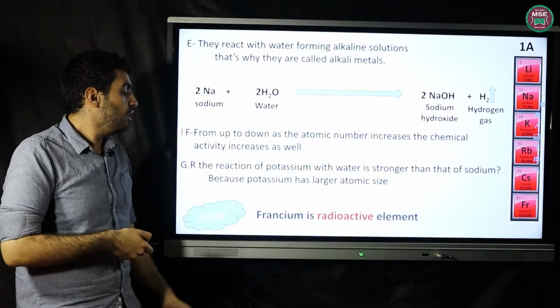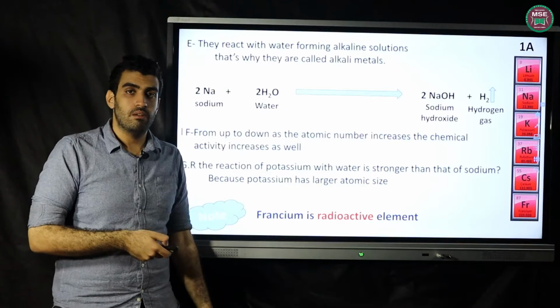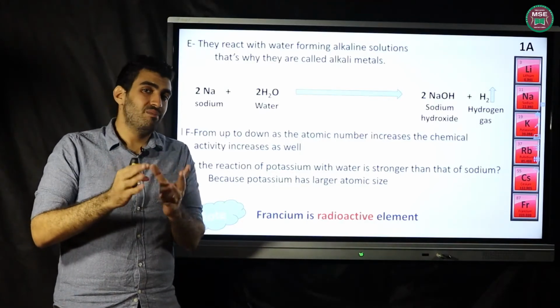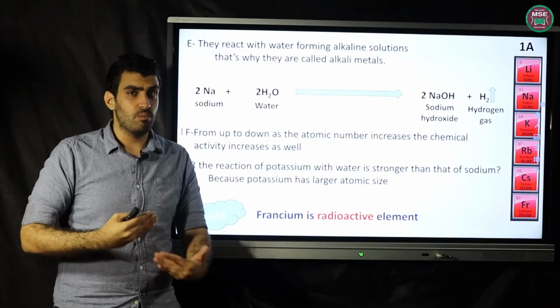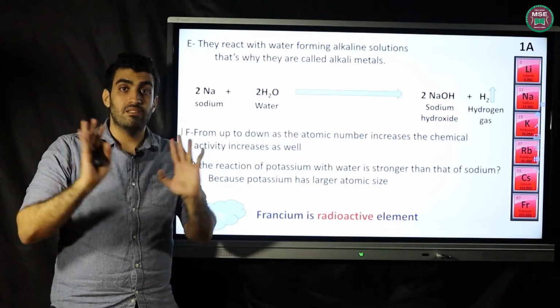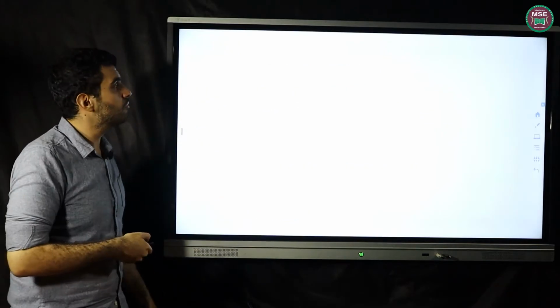Note, francium, the last element, is a radioactive element. What's meant by radioactive? An element that is not stable. When I leave a piece of francium on the table, after an hour or two, or maybe less or more, it starts to decompose, to disappear into rays. That's what's meant by radioactive element.